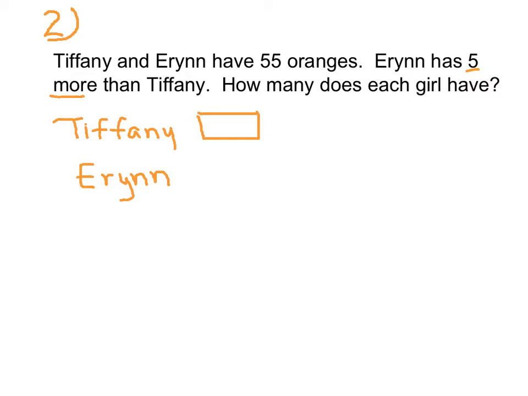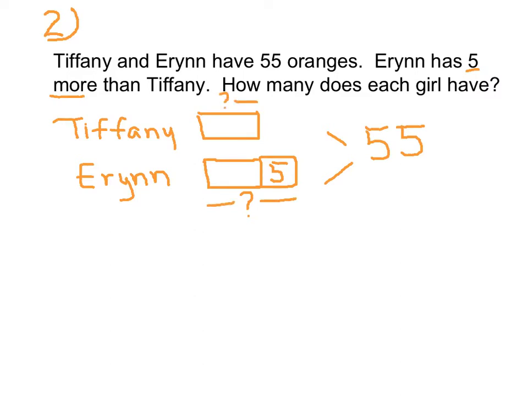Now I go back and I draw each sentence in the drawing. Tiffany and Aaron have 55 oranges, so that's 55 oranges the girls have all together. Aaron has 5 more than Tiffany. So for Aaron's amount, I draw the same amount that Tiffany has, but she has 5 more. So I include another 5. How many does each girl have? So I want to know how much Aaron has and how much Tiffany has.